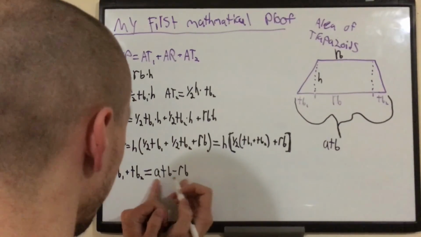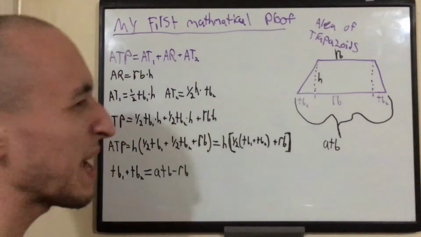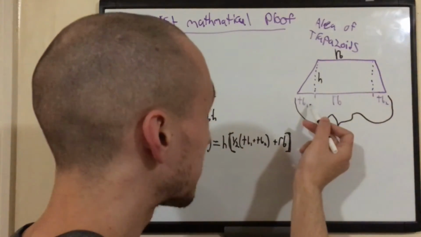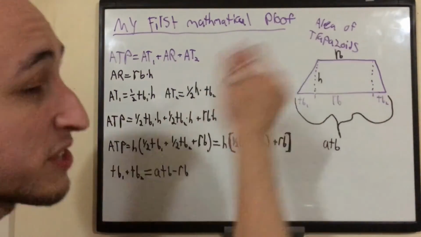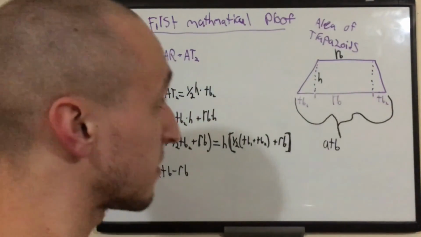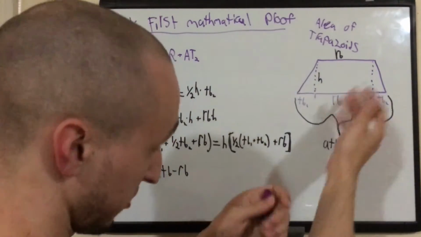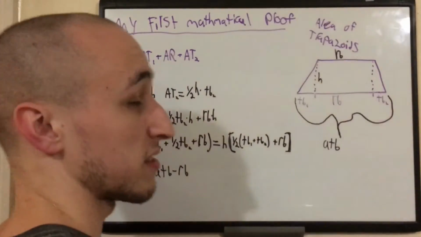I'm going to substitute this information for this information, trying basically to make it as if I don't need to know what TB1 and TB2 is to be able to know what the area of this trapezoid is. It's irrelevant, all right? I just need to know the general length of the bottom, or this side, one of the parallel sides, and then the other parallel side.